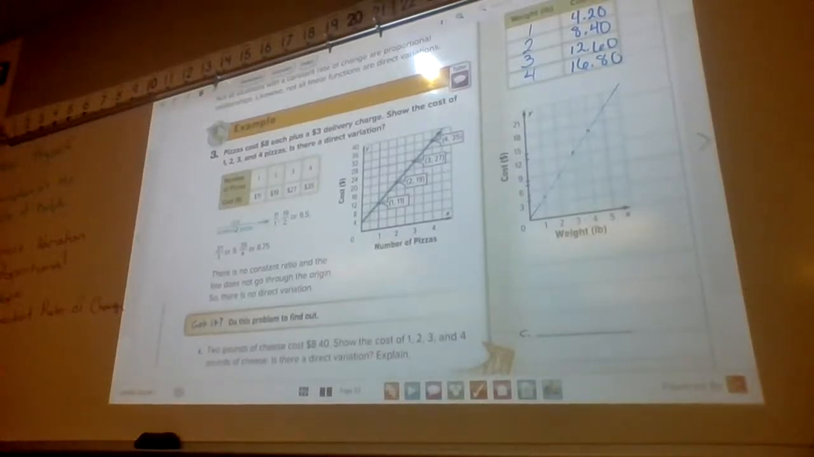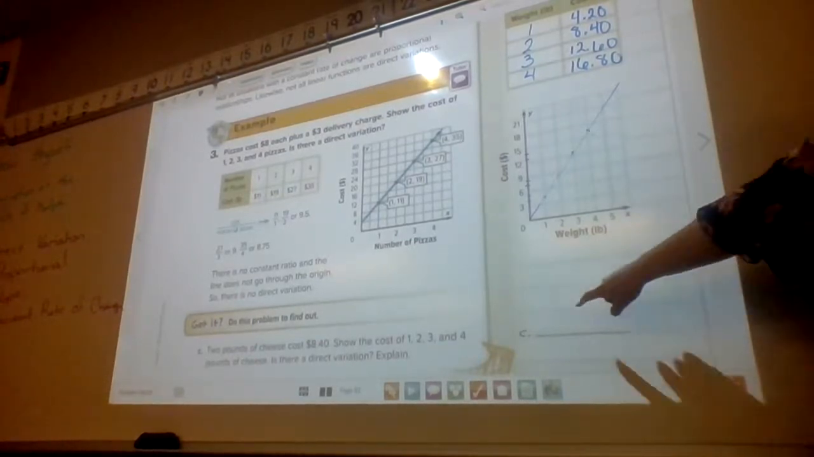A direct variation, if you think about those two words, direct and variation, variation means how it changes. That goes back to the constant rate of change. If it's a constant rate of change, so it always stays the same, then it's going to be proportional. Yes, thank you. All right, so if it's proportional, it's a direct variation. If it's a direct variation, it's proportional. That's how those two go together.